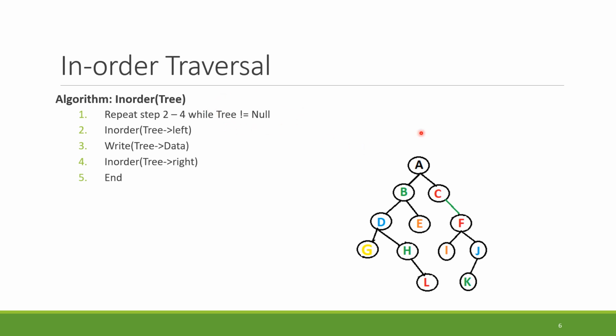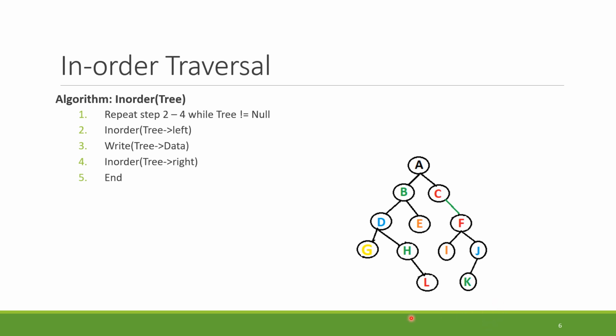So first, take an example. Make sure it is a binary tree. Now, binary tree means each and every node of this tree will have not more than two children. So here we can see that G, L, E, I, K, all these are leaf nodes because there are no children for these nodes. And the other nodes have one or two children. So this is a binary tree.